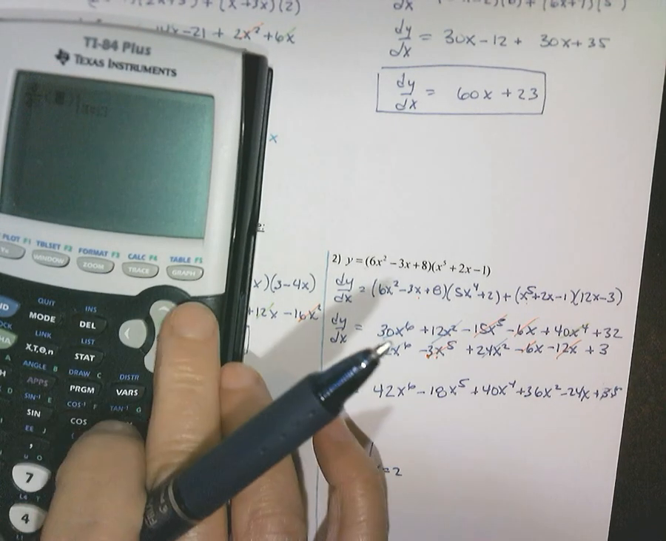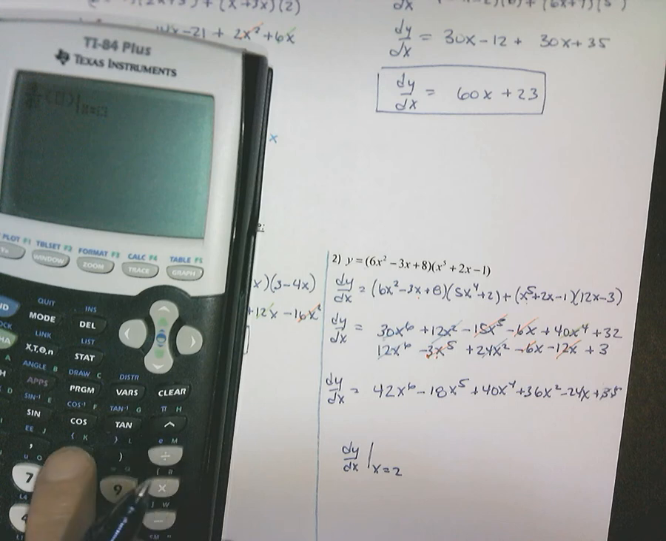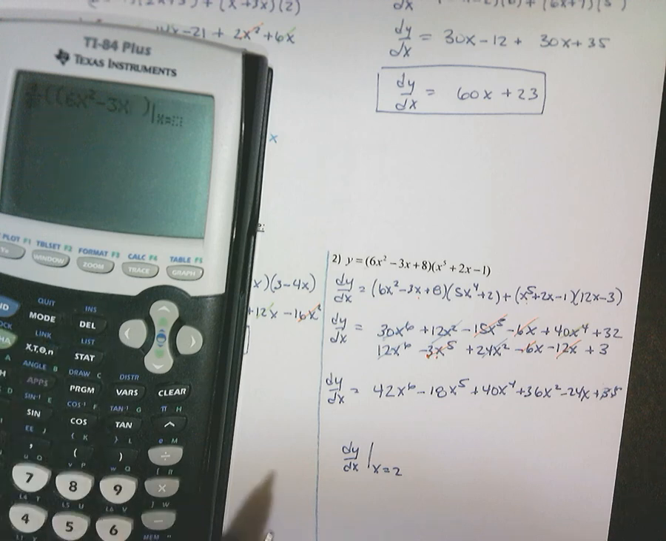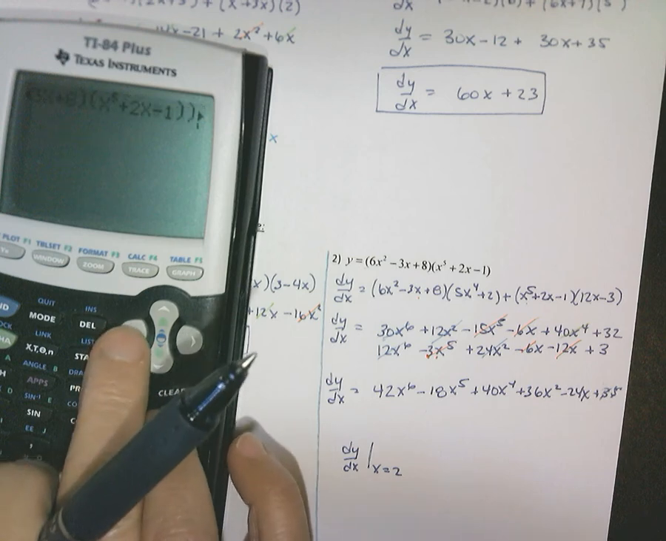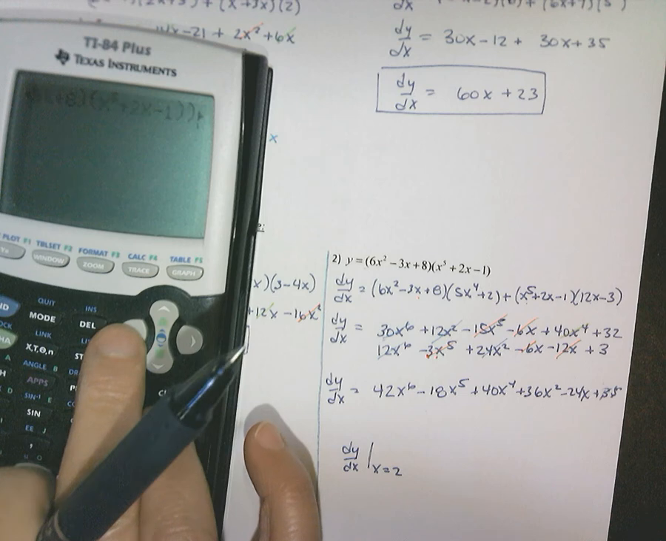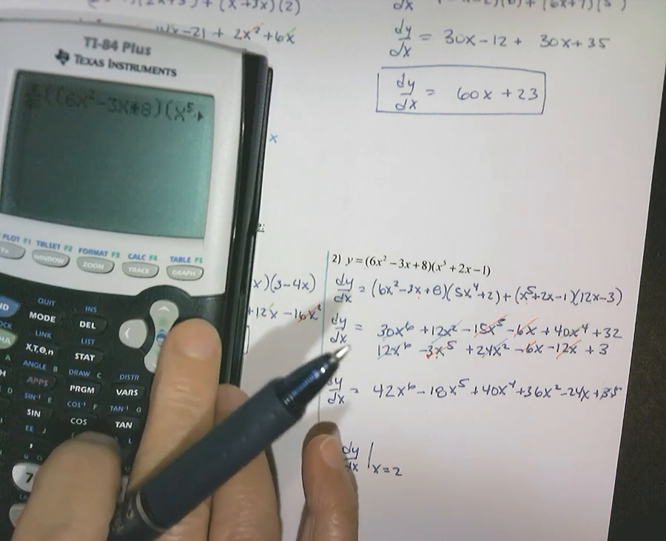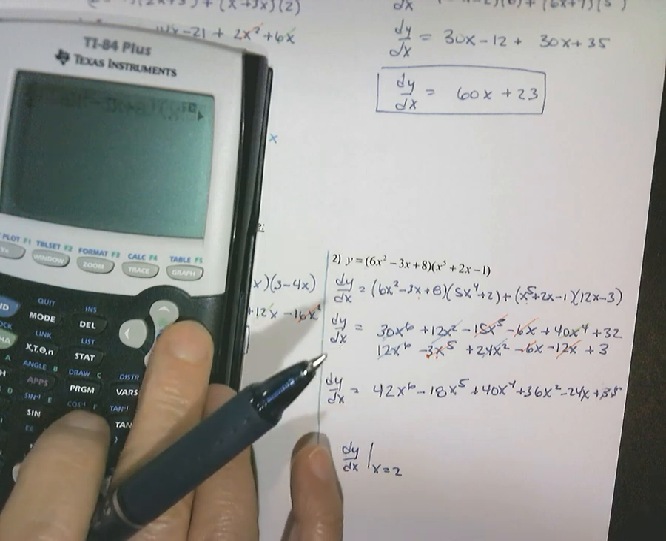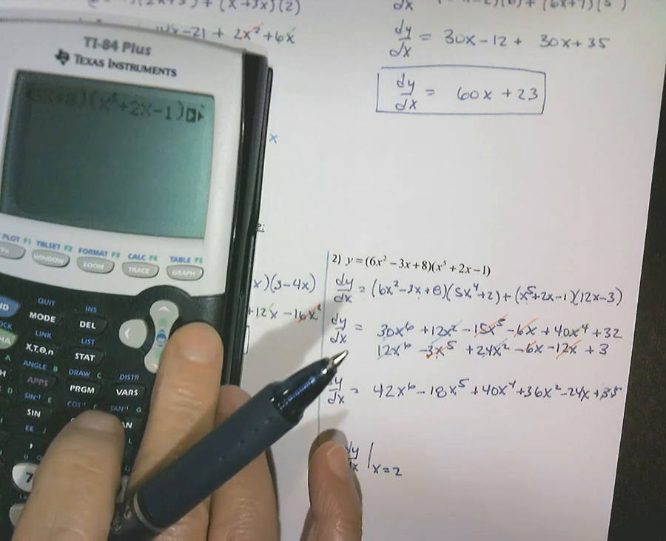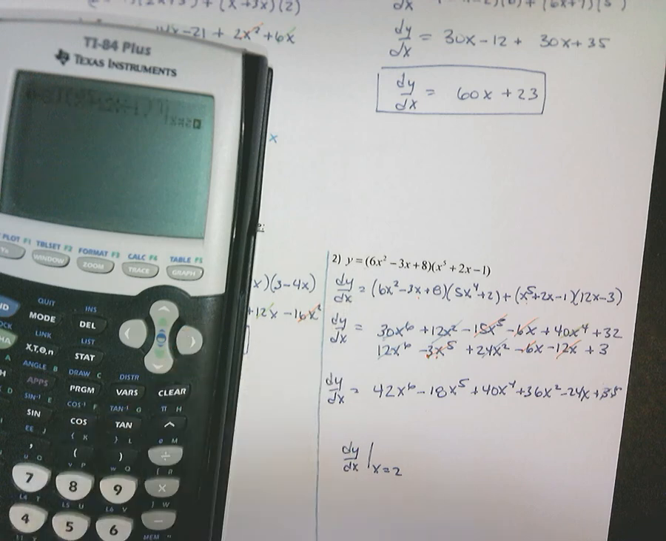I want d dx, and I need to put extra parentheses, so 6x squared minus 3x plus 8, and then x to the fifth plus 2x minus 1. Okay, I'm just going to go back and double check that I've got everything typed in correctly. 6x squared minus 3x plus 8, x to the fifth plus 2x minus 1. And there's other ways to do this. I know there's many different ways. I'm going to put a 2 in there.